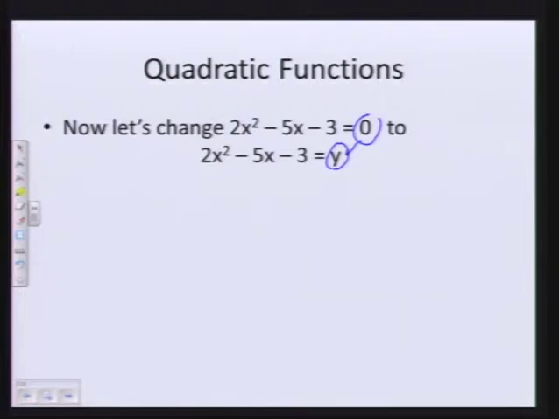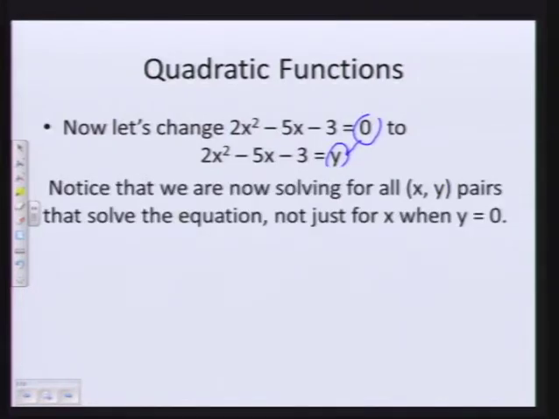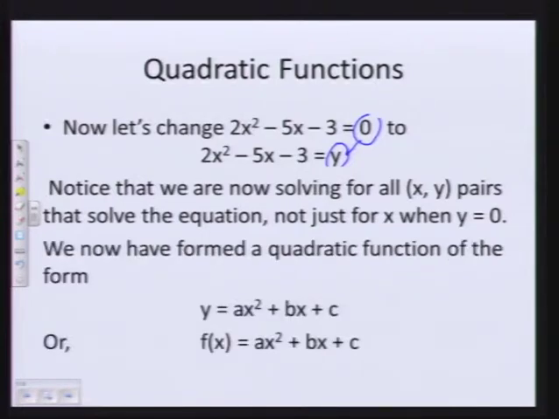And so this gives us a broader sense of more possible solutions that would work for x and y in this equation. And so again, we've noticed that we now are solving for all xy pairs that solve the equation, not just for x when y is equal to 0, which is effectively what we did in the review examples. And so this leads us into the definition of a quadratic function.